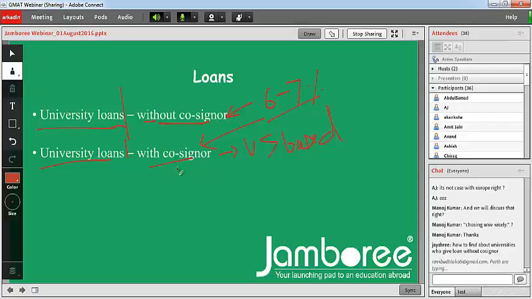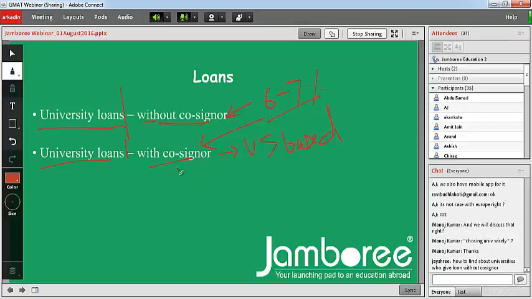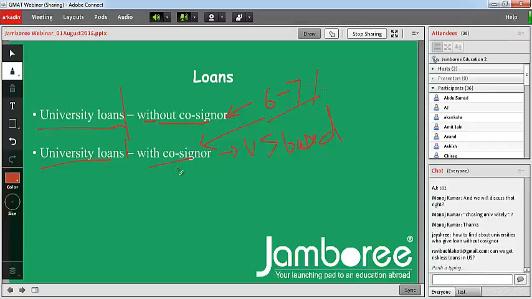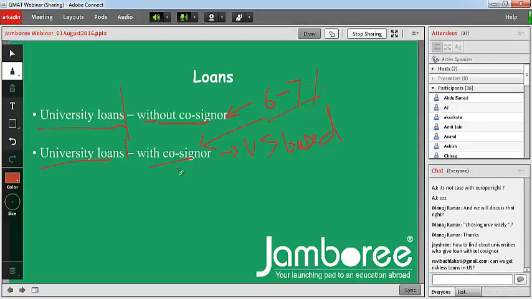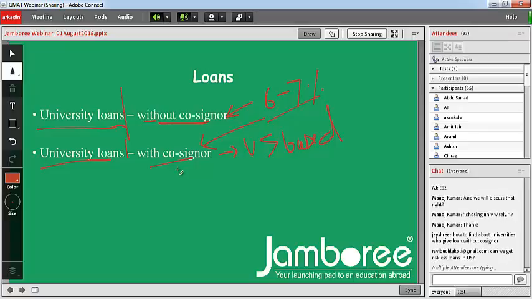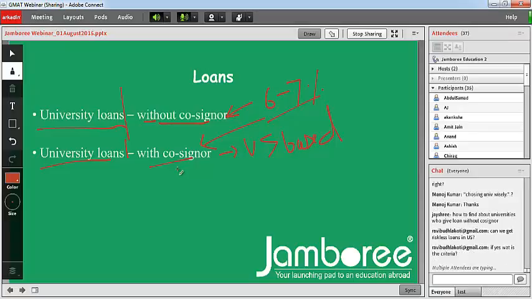Okay. Jayashree, most of this information is freely available on the university website. If you go to a university website, to the MBA page, there will be a link called Funding Your MBA. If you go there and go to the international student section, a lot of universities give loans without a co-signer to their domestic students, but very few give without a co-signer to international students.